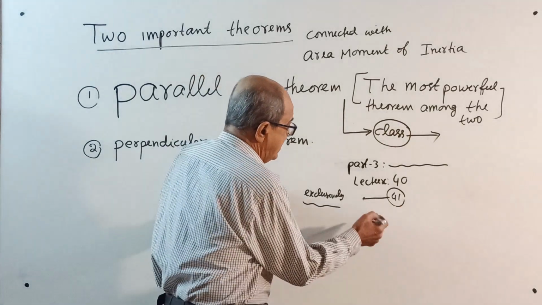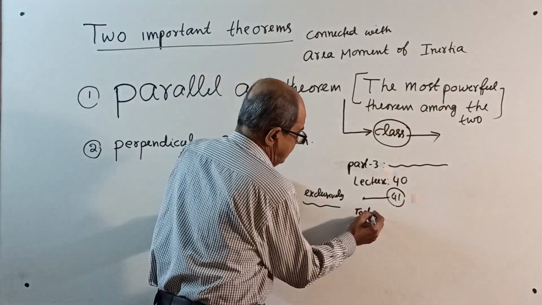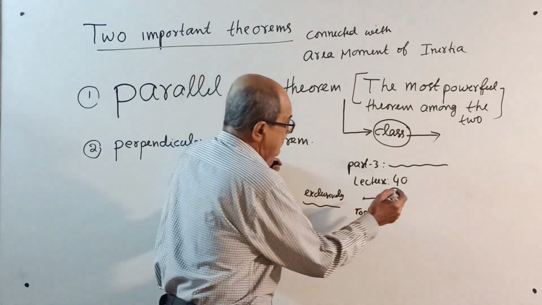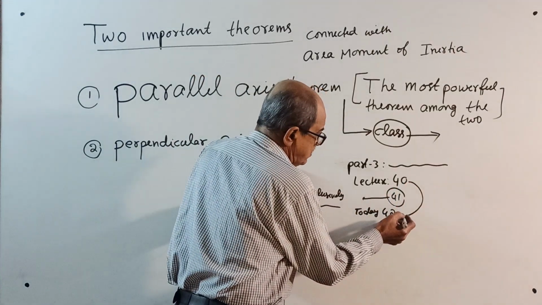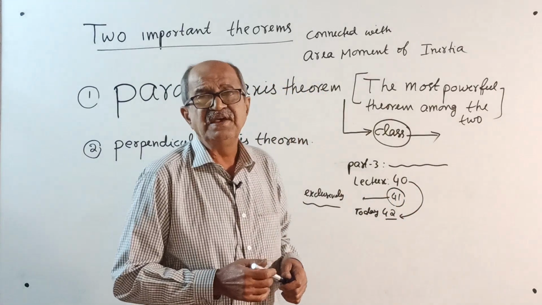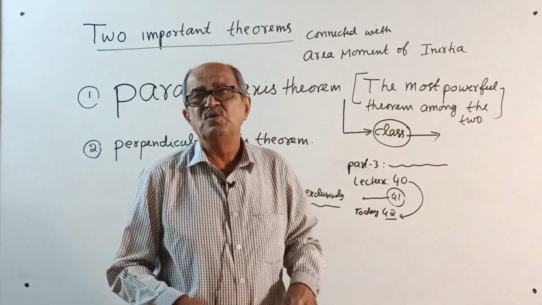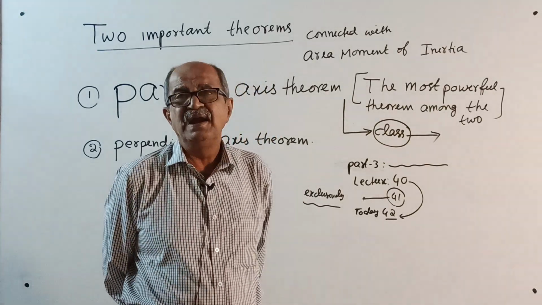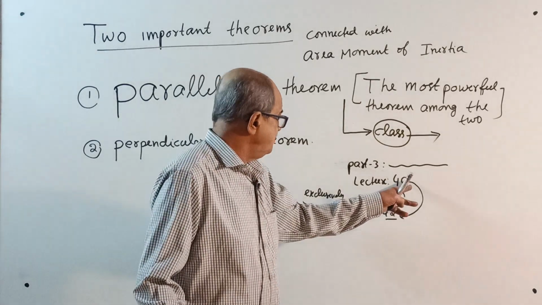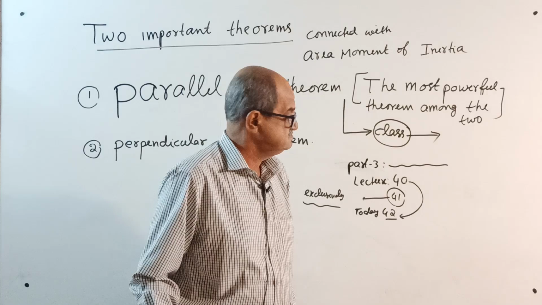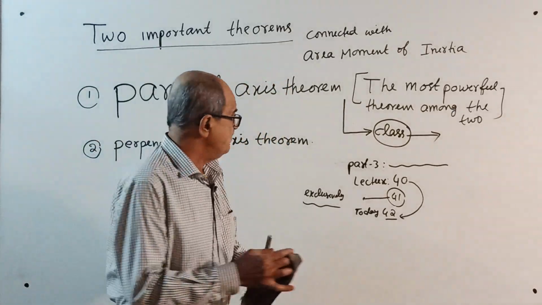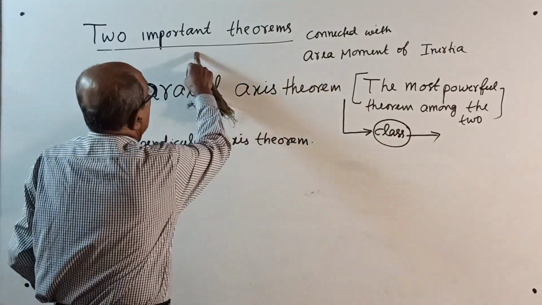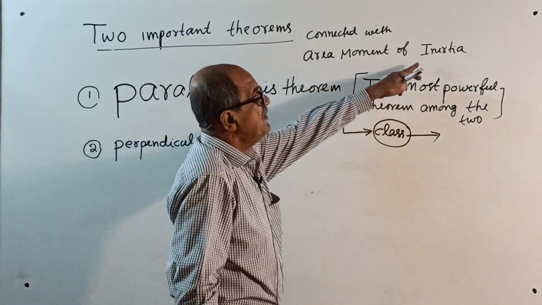But remember, today, lecture number 42, is required for everybody. I am continuing. Actually, from 40, you jump to 42. Those who are not too serious about all those basic concepts, or who find difficulty, okay, leave it. So from 40, you go to 42, today's class. Today's class, what I will do is, I will cover two important theorems connected with area moment of inertia.